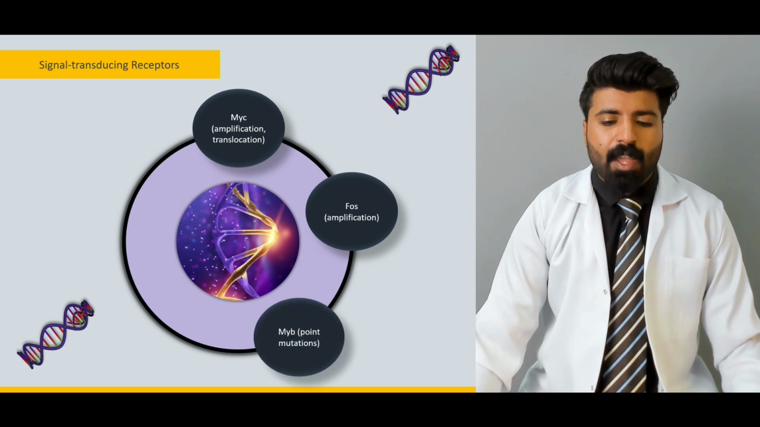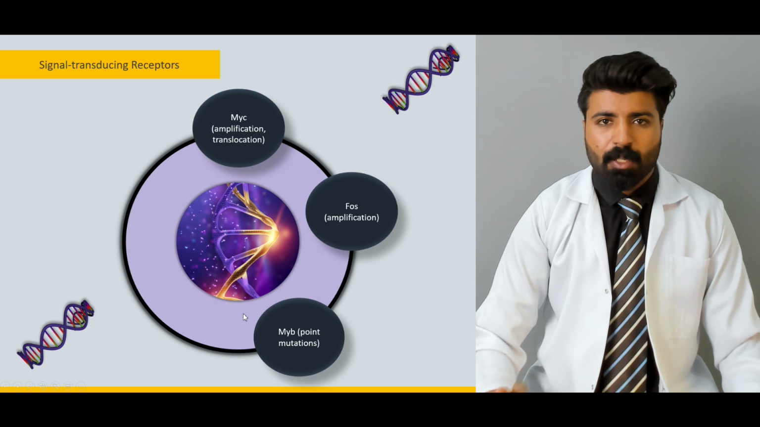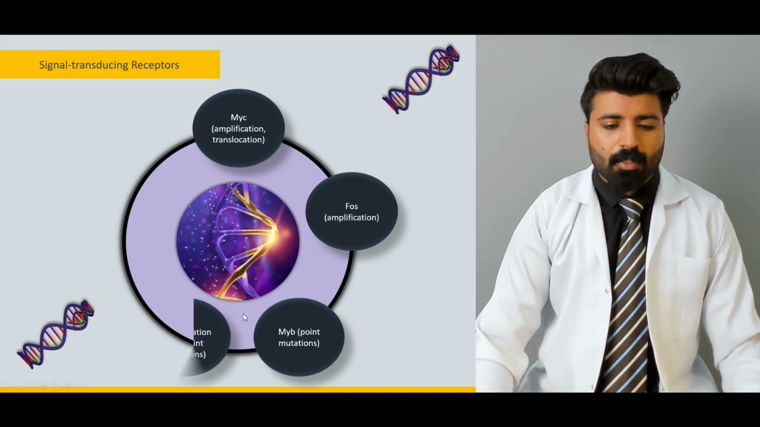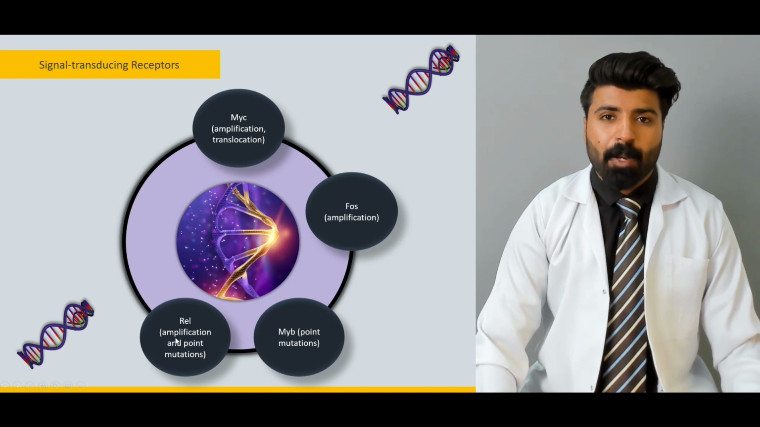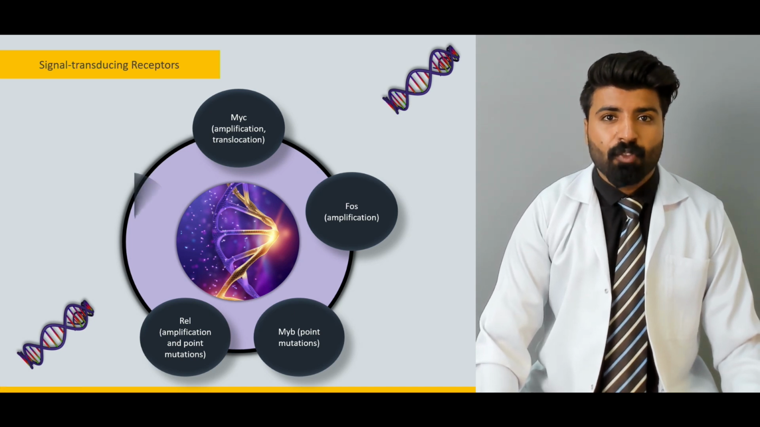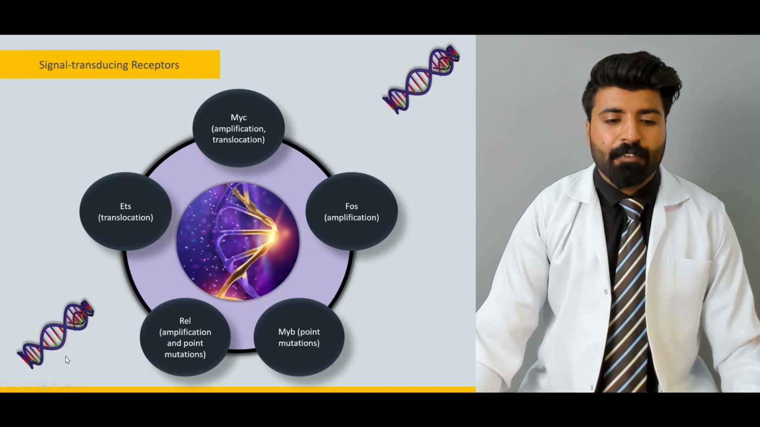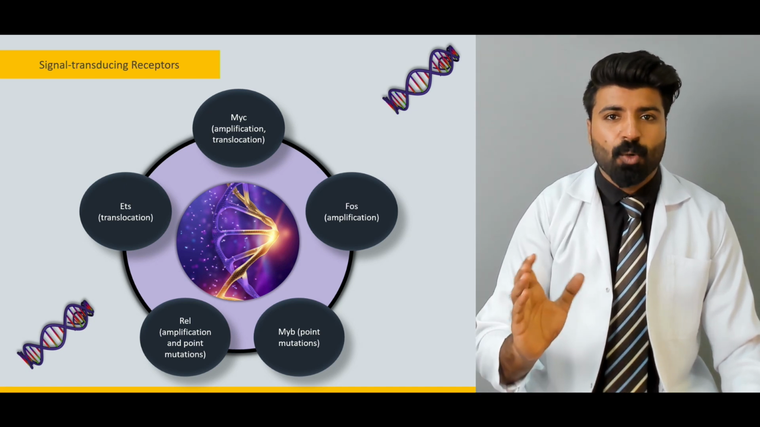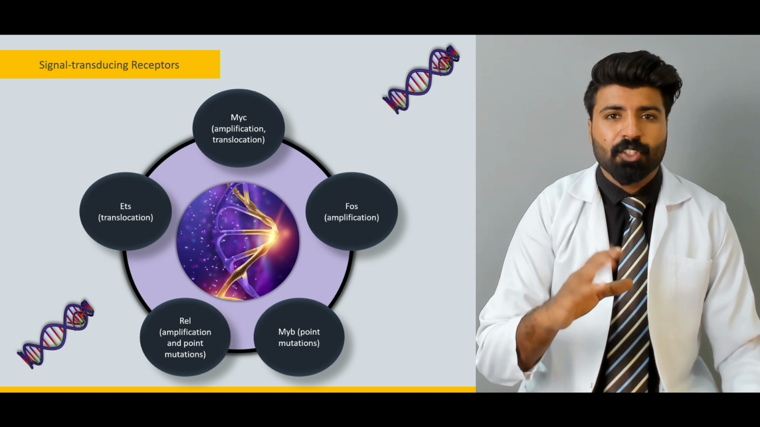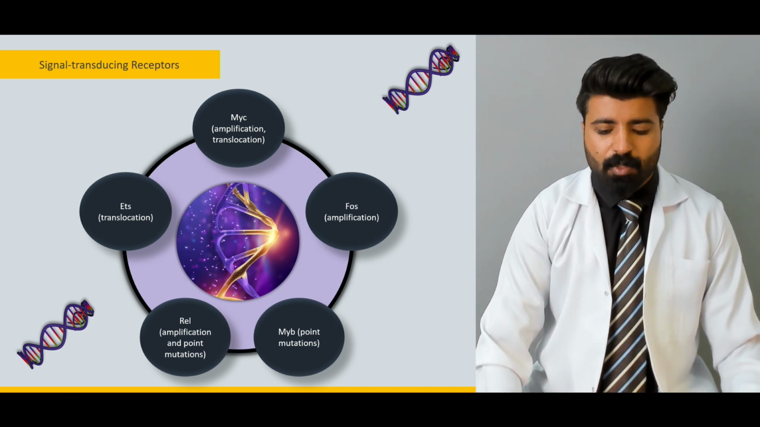Next, we have MYB, which also includes only point mutation. Next, we have REL, which is amplification and point mutation. Both mutations are involved in this. And at the end of it, we have ETS, which acts via translocation, in which one part of the genome will be shifted to another part of the genome. That's why it's called translocation.